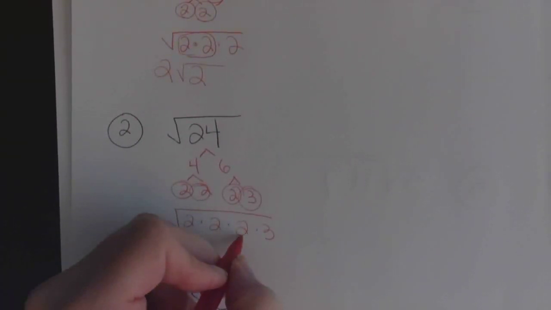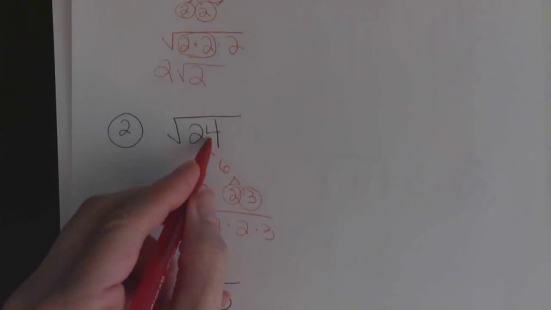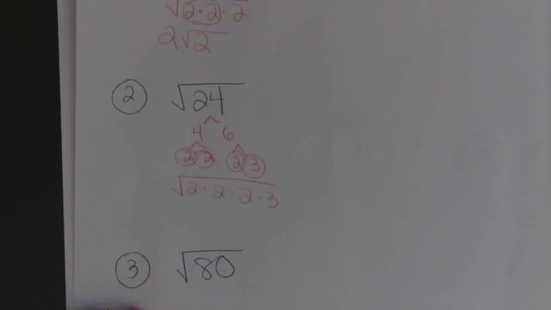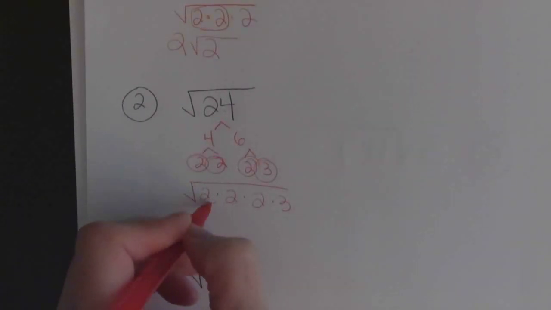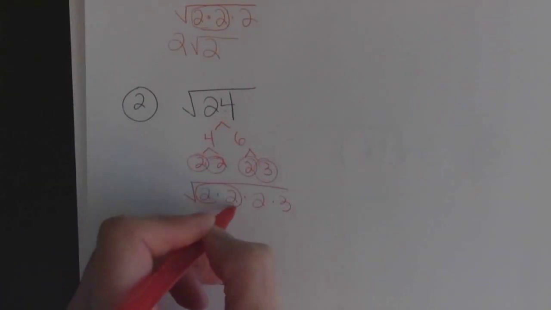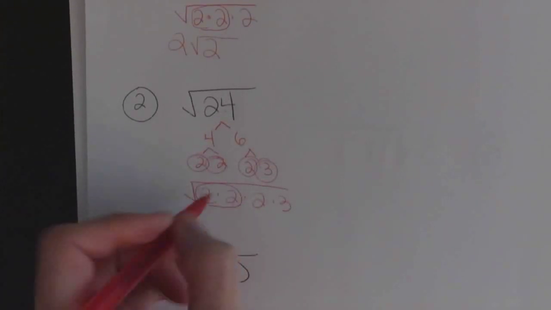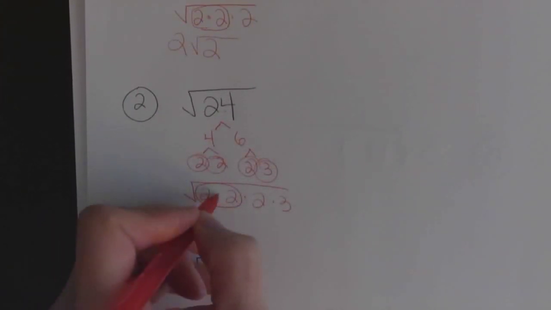You can check it. 2 times 2 is 4. 4 times 2 is 8. 8 times 3 brings me back. Okay, now you want to find your perfect squares in here, which means a pairing. So we have a pair of 2's, right? That's all we have. We don't have any other pairs, so this is it.